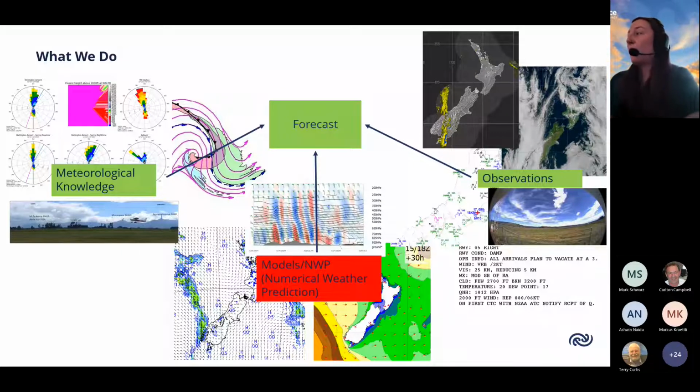So then the last bit is the models, which are very important, obviously, to writing a forecast. That's things like rain output, wind, swell, as well as looking at what's happening through the atmosphere. So we take these 3 components and we write a forecast, and today I'm going to focus on the models.